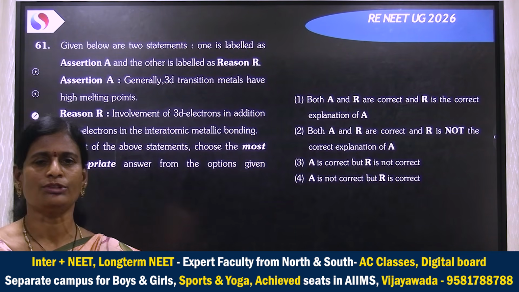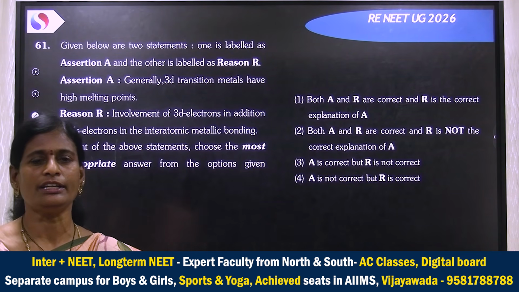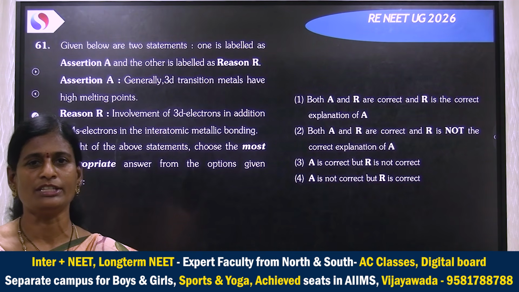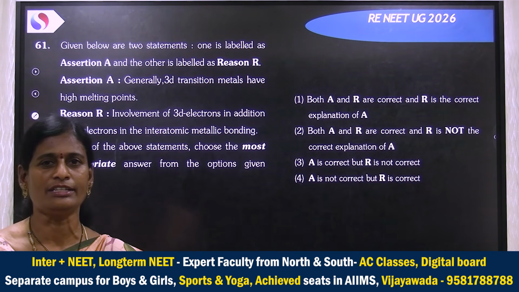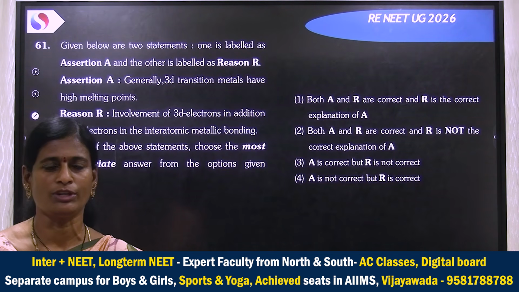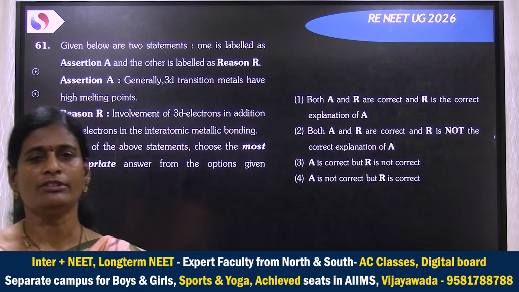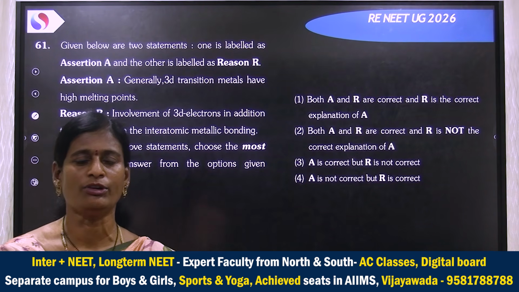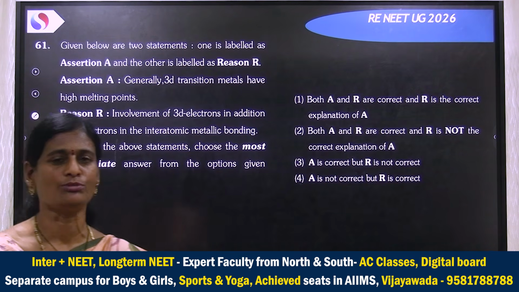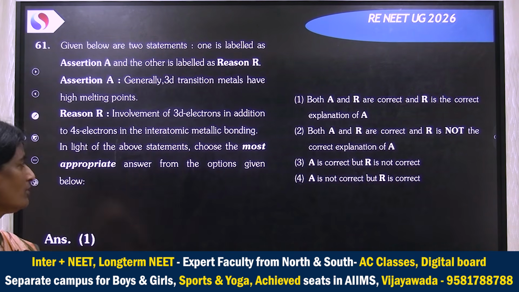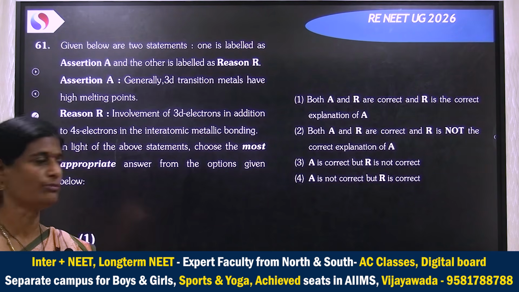So it is true because in 3d transition elements, both (n-1)d electrons and ns electrons participate in interatomic metallic bonding. So due to the larger number of electrons participating in metallic bonding, the metallic bond strength is more. Therefore, transition elements have very high melting points.